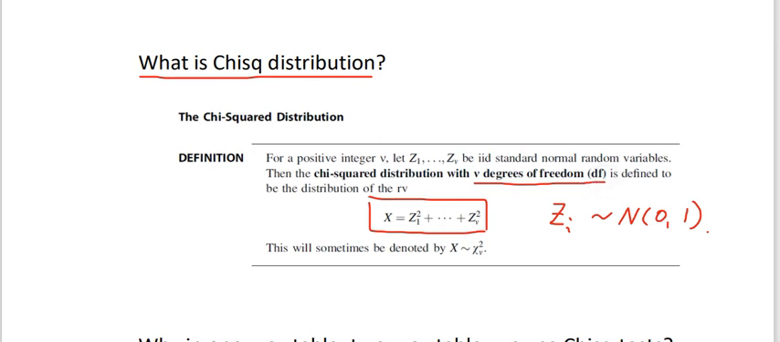Here we can say the degrees of freedom is how many squared normals are added, right? So z1 squared plus z2 squared plus up to zn squared, then this X follows a chi-square distribution with degrees of freedom n.